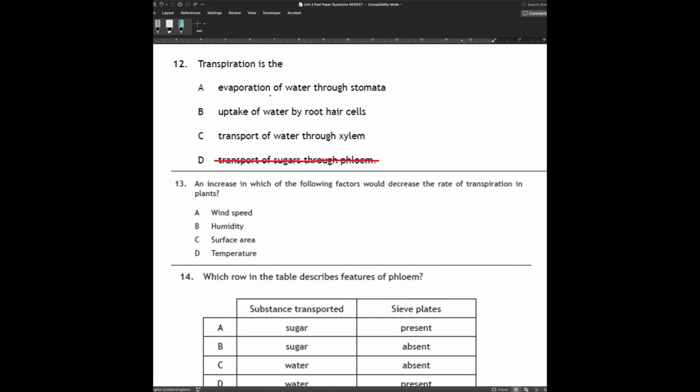Now, this is a tricky one because you're maybe thinking, okay, which one is it? Well, the uptake of water by root hair cells on its own is not transpiration, because transpiration, remember, is the whole movement of water through the plant and then the evaporation of water through the stomata. So it's not going to be that one, even though that's part of it. Similarly here, that's only part of the process. Now, for it to be transpiration, we need the end bit, which is the evaporation of water through the stomata. So our answer there is going to be A.